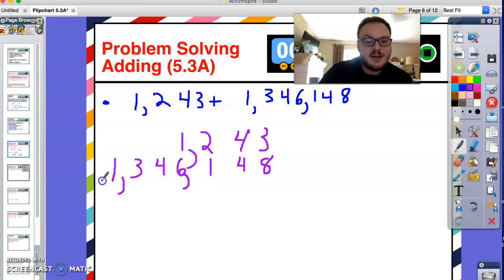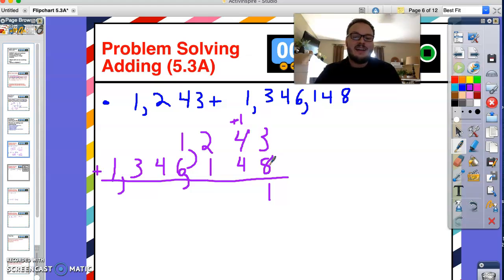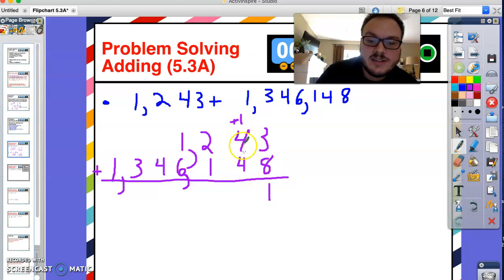Make sure I have my last comma in, and now we can add to find our sum. 3 plus 8 is 11, so I need to record my last digit and regroup since it was bigger than 9. So now I have 4 plus 4, which is 8, plus 1, which is 9. I don't need to regroup.